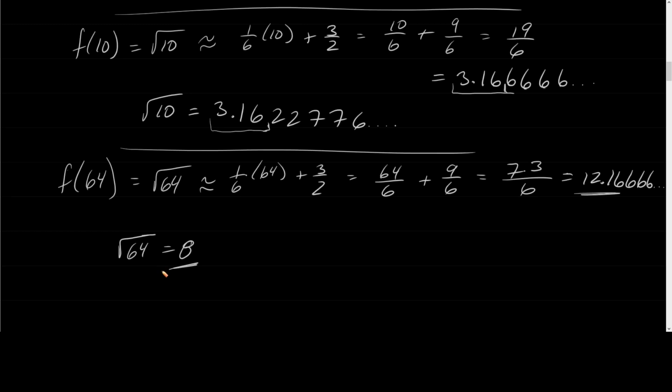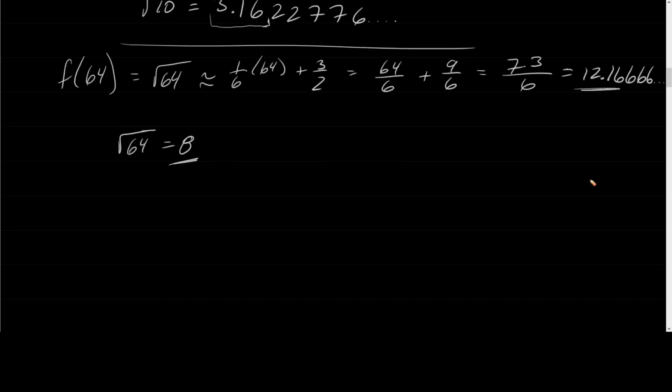Now in here, 10, that's still not that bad. 64, that's pretty far off from that 9. So that's why we're pretty off here. Let's do another example.